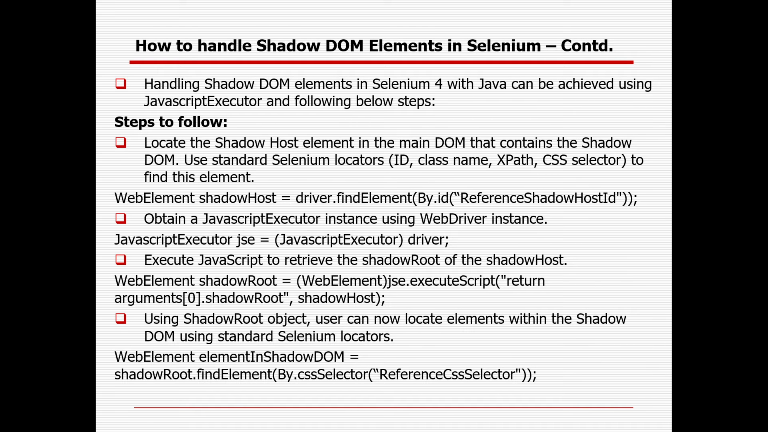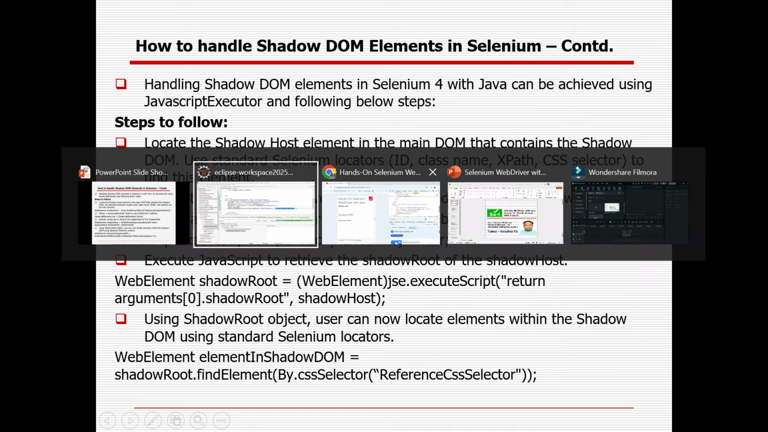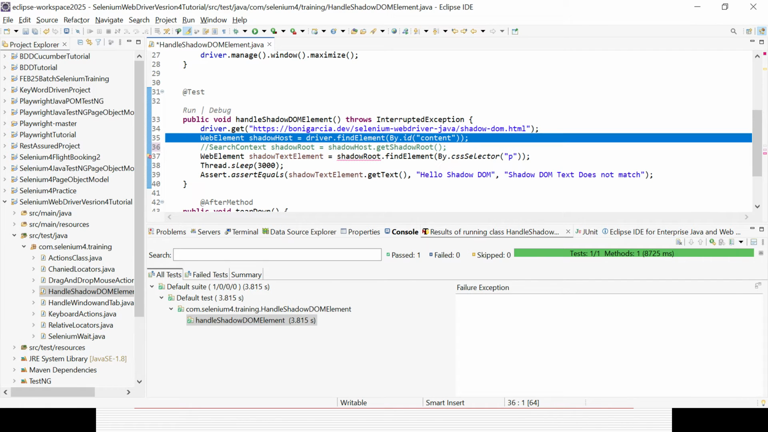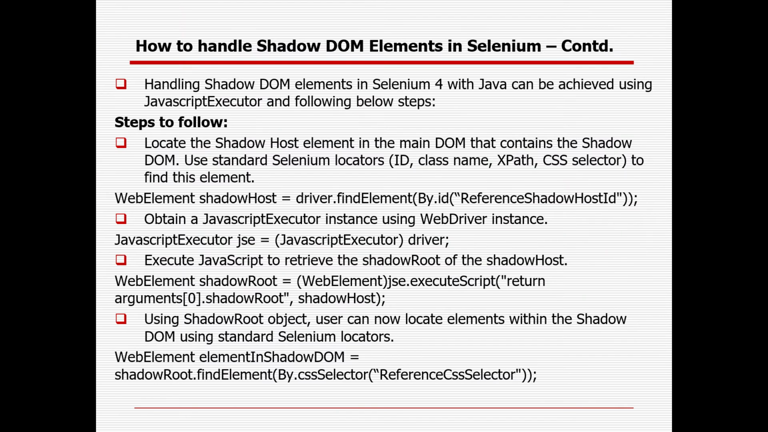Handling a shadow DOM element in Selenium WebDriver version 4 with Java can be achieved using JavaScript executor, following a couple of steps. The first step is the same. We need to locate the shadow host element in the main DOM which contains the shadow DOM. So you can use the same steps. Like I identify the element here, same step, there is nothing changed. So this part we will be changing a little bit.